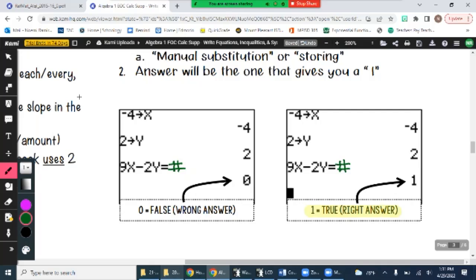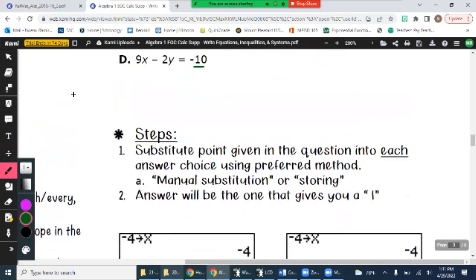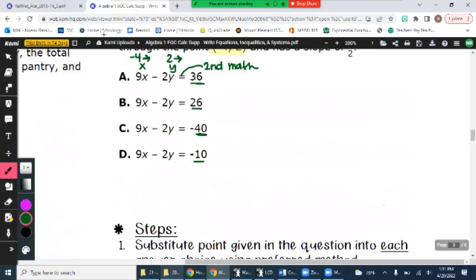Now, I already did it because we've done this a million times this whole month. So answer choice A is going to give you a 0, wrong. Answer choice B gives you a 0, wrong. Answer choice C gives you a 1, maybe. Then answer choice D gives you 0. So yes, you would pick C.